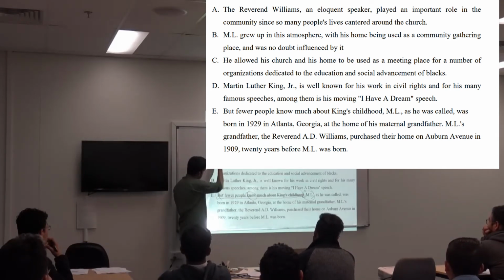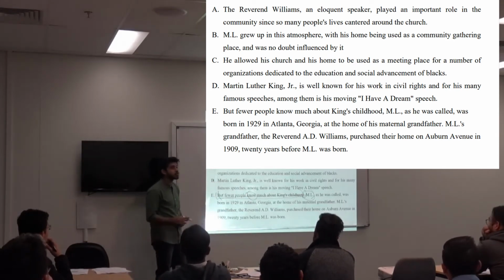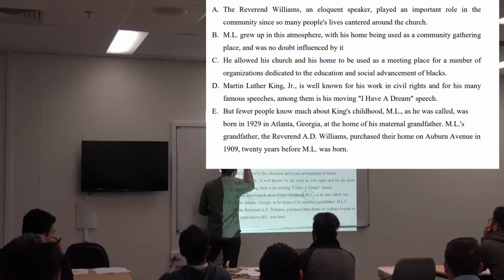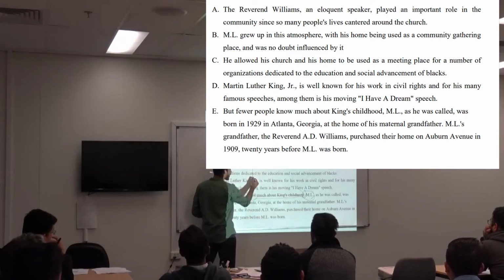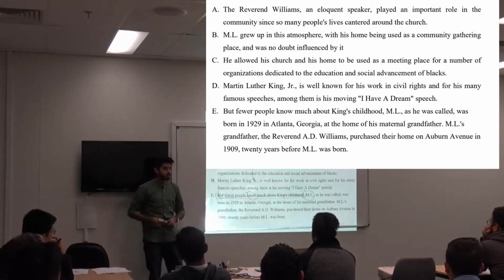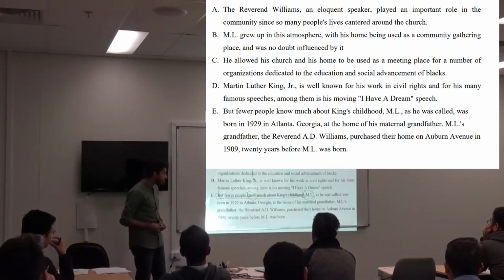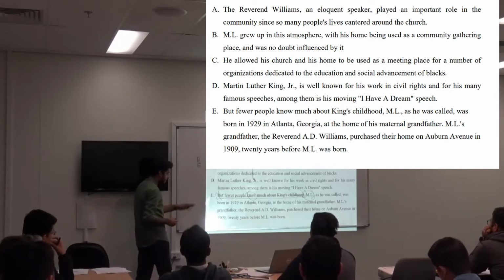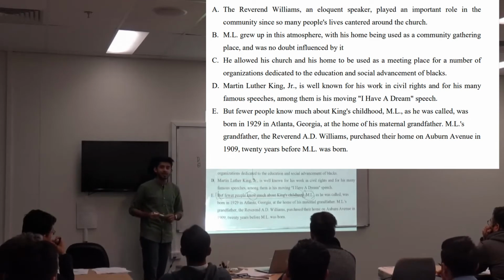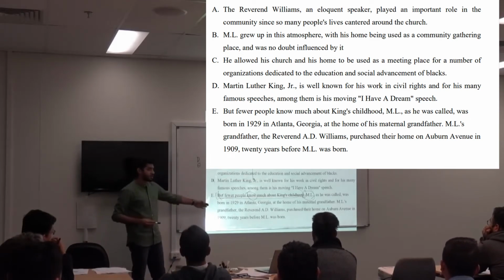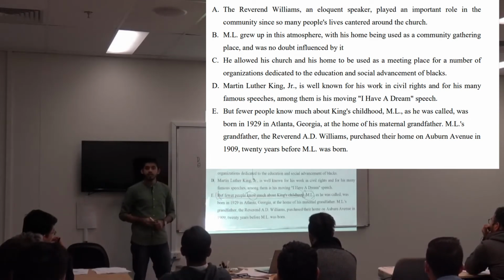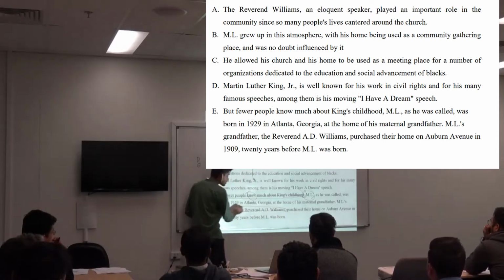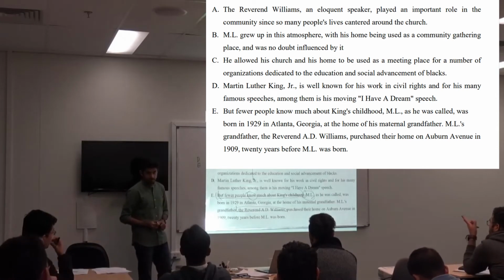Oh, ML is here. But ML is there as well. And when you read it, ML grew up in this atmosphere. Does it talk about any atmosphere? It doesn't. So D and E is my pair. And it is saying that he was born at his maternal grandfather's house. His grandfather, the Reverend Eddie Williams. So this sentence introduces his grandfather.